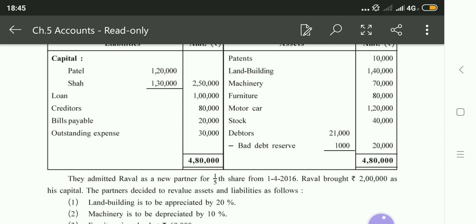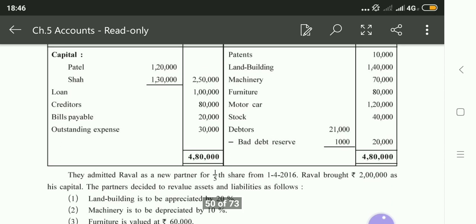Now, another point here is, if cash balance or bank balance is not presented, if it is not given in the old balance sheet, then it is not necessary for you to prepare cash account. You can also prepare it, there is no issue. But all I want to say is that if you are not preparing it separately, then it's well and good.